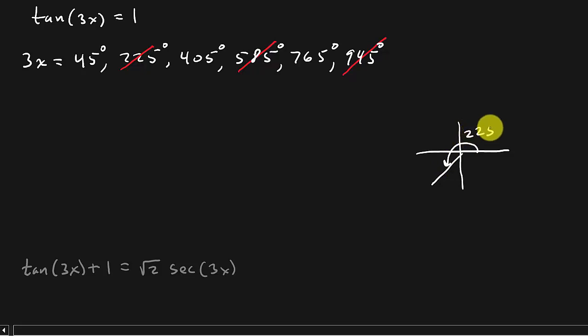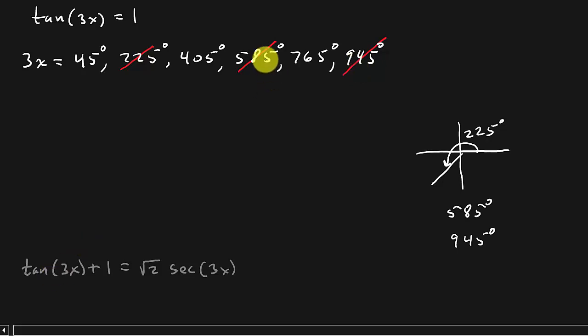There's 225, right? And then when I went around a second time, I got 585. So 585 is in the third quadrant. And then I went around a third time, and 945 is in the third quadrant also. So all of these angles I have crossed out are in the third quadrant.